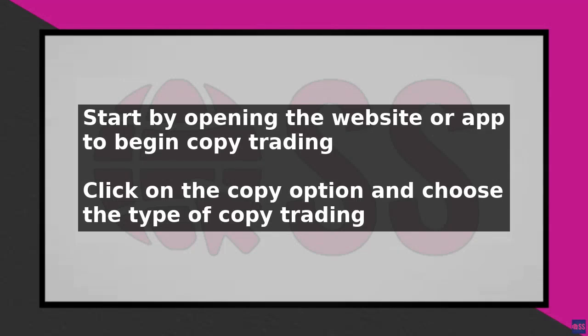To begin copy trading on Bitget, start by opening the website or app. Then click on the Copy option. From there, choose the type of copy trading you want to engage in, such as futures copy trading, spot copy trading, or bot copy trading. For this example, futures copy trading will be selected.